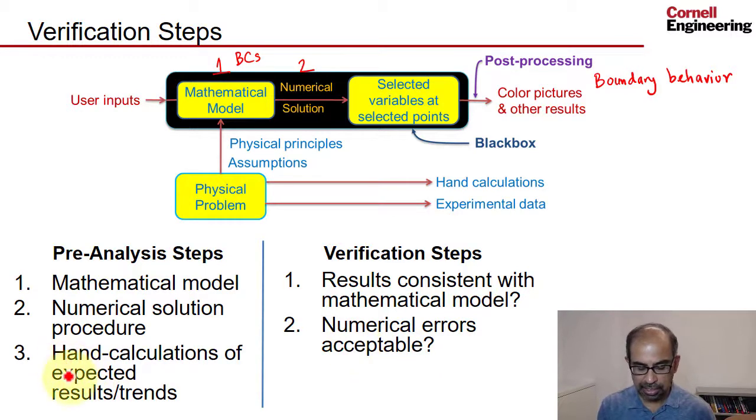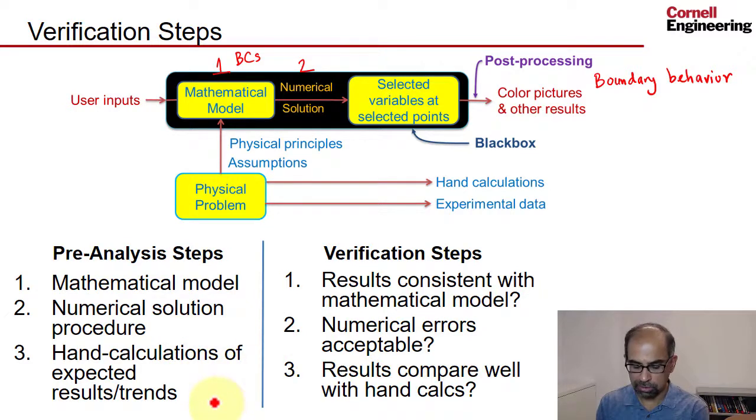The third thing in the pre-analysis is to consider what kind of hand calculations one can do of the expected results and trends. By the way, the hand calculations can feed into verification, and can also feed into validation if your expected trends are based on the physics of the problem, or on other people's experimental correlations and so on. But some of it often feeds into verification. So the third thing to do is to compare the results to the hand calcs. Whatever results you have, is that consistent with the hand calcs?